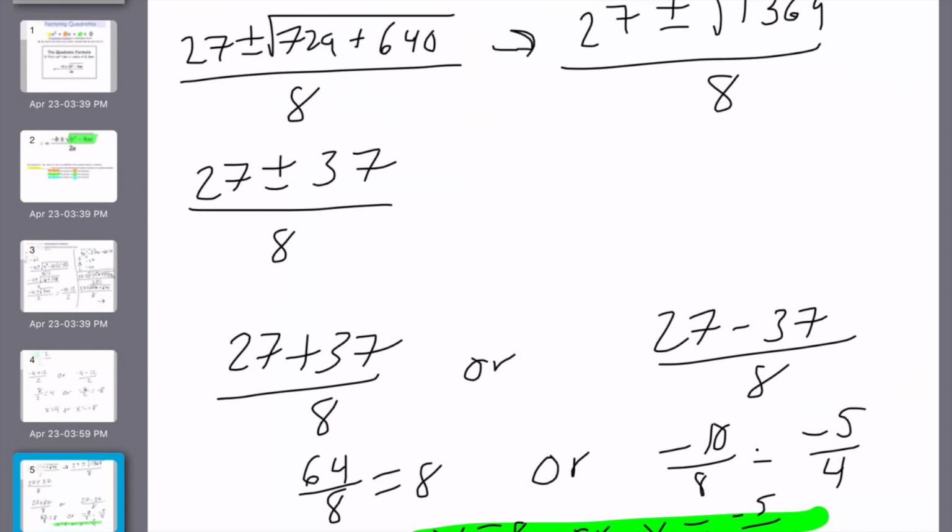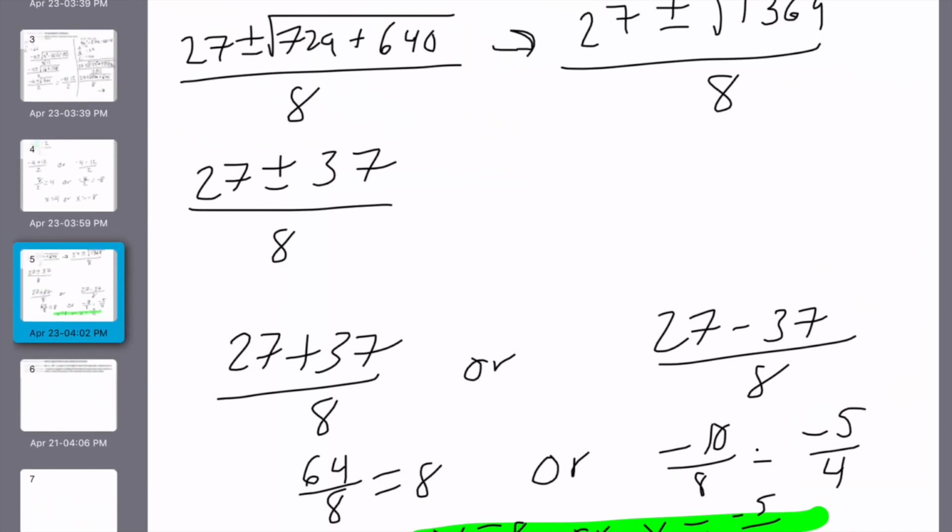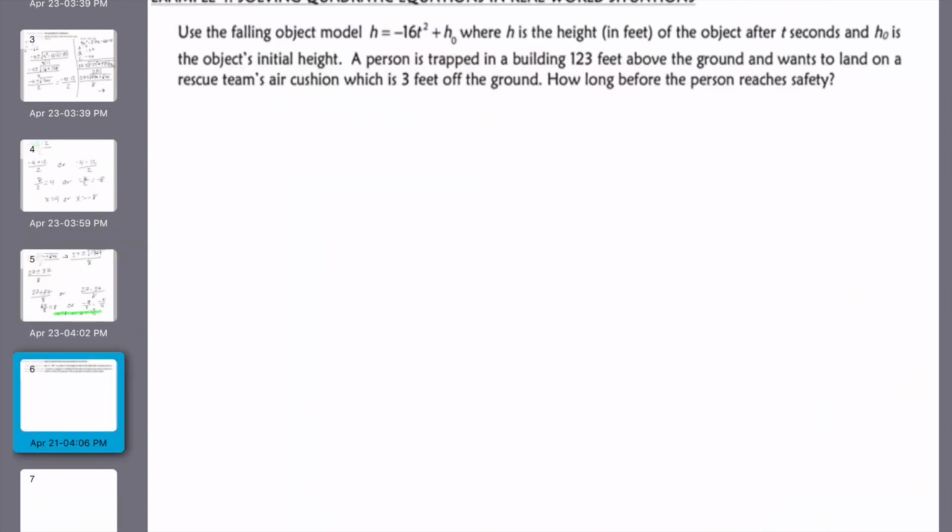Okay, now let's try this in a real world situation. Use the following object model: h equals negative 16t squared plus h null, where h null, that little 0 in the subscript, tells me it's null, where h is the height in feet of the object after t seconds, and h null is the object's initial height. A person is trapped in a building 123 feet above the ground and wants to land on a rescue team's air cushion, which is 3 feet off the ground. How long before the person reaches safety?